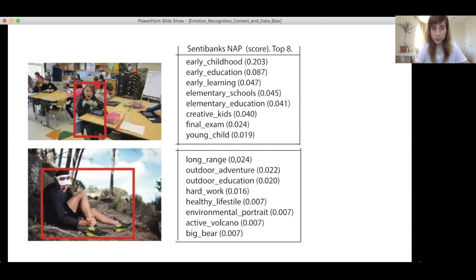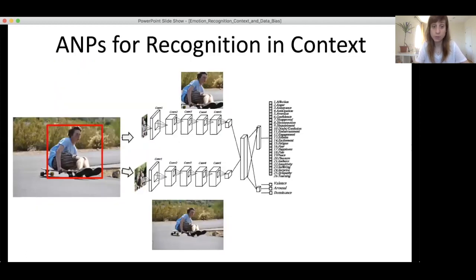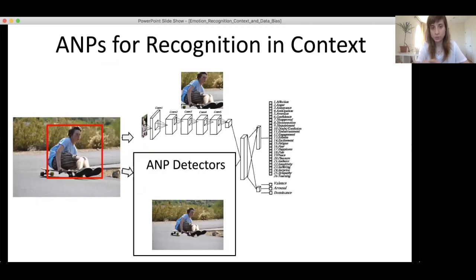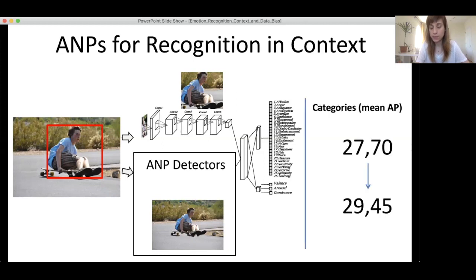Then what we did is, this is the original model that we were working with. We just changed the context branch for the features obtained with the scores of these ANP detectors. And what we observed is that the recognition of emotional categories improved a little bit. This is in mean average precision. It's still far from being perfect, but it suggests that features that are meaningful for sentiment analysis can be useful for encoding context information when you want to do emotion recognition in context.